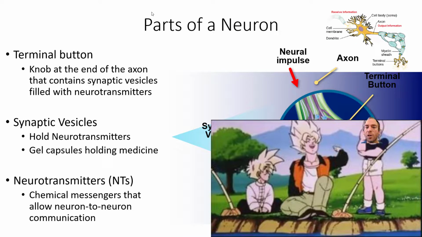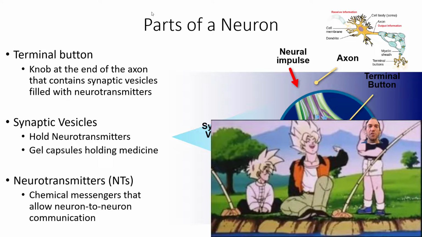And what are the terminal buttons? Well, it's a knob at the end of the axon that contains synaptic vesicles filled with transmitters. And what are synaptic vesicles? They hold neurotransmitters. You can think of synaptic vesicles as gel capsules holding medicine, like a general pill that you take. So they're a gel-like container that holds neurotransmitters. And what are neurotransmitters? They are chemical messengers that allow neuron-to-neuron communication.